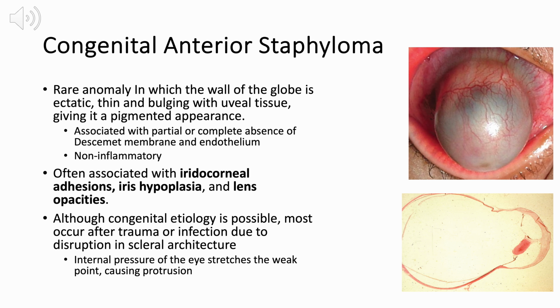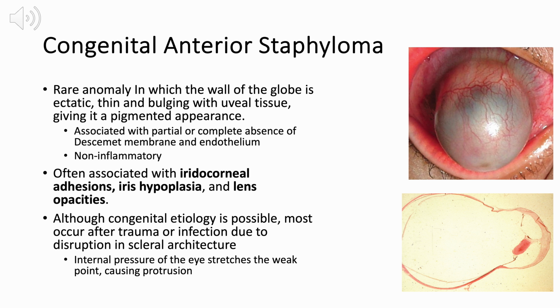Congenital anterior staphyloma is a rare ocular anomaly in which the wall of the globe becomes ectatic, thin, and bulges outward. It is lined with uveal tissue, which imparts a pigmented appearance. This condition is usually associated with a partial or complete absence of Descemet membrane and corneal endothelium, and is non-inflammatory in nature. It is frequently linked to other anterior segment abnormalities, such as iridocorneal adhesions, iris hypoplasia, and lens opacities.